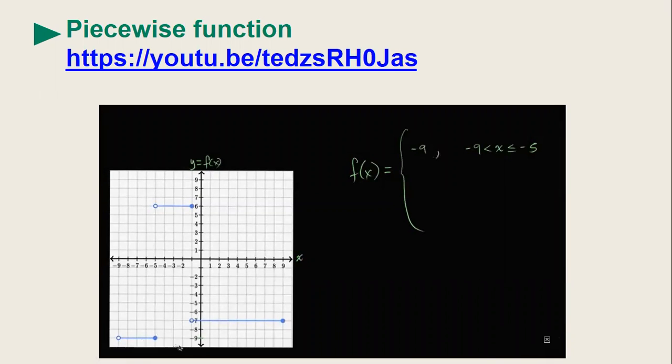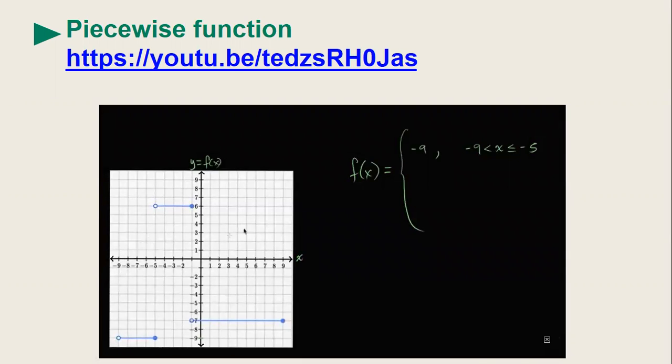It's a little confusing because the value of the function is actually also the value of the lower bound on this interval right over here. And it's very important to look at this as -9 is less than x, not less than or equal. If it was less than or equal, then the function would have been defined at x equals -9, but it's not. We have an open circle right over there.